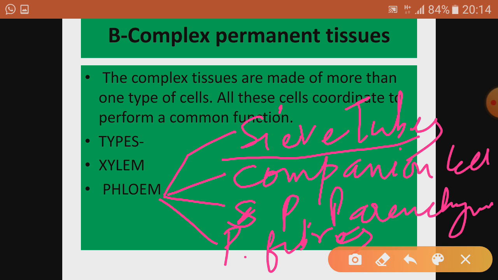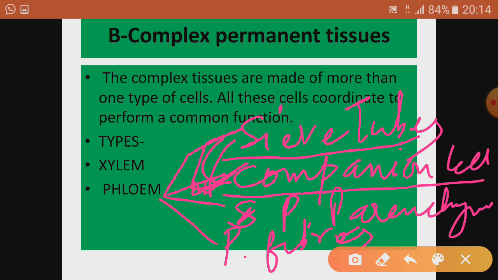And sieve tubes don't have a nucleus, and you know the nucleus controls all the activity of the cell. So nearby, adjacent to it, one companion, a friend, is there, and it has the nucleus. With the help of the nucleus of the companion cell, sieve tubes are able to perform their function. That's why they are nearby.